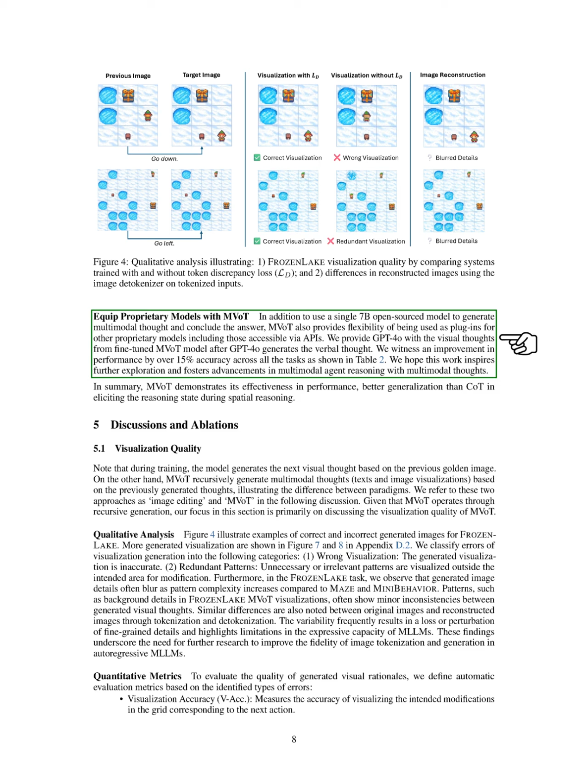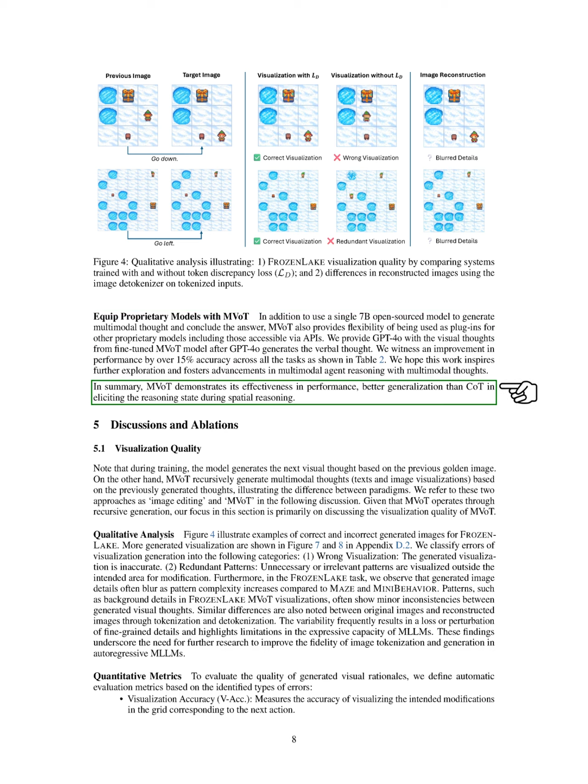Instead of relying solely on a single 7 billion parameter open-source model to generate multimodal thoughts and answers, MVoT can also be used as a plugin for other proprietary models, including those available through APIs. We provide GPT-4o with visual thoughts generated by the fine-tuned MVoT model after it produces verbal thoughts. We observe an improvement of over 15% in accuracy across all tasks, as shown in our table. We hope this work encourages further exploration and advancements in multimodal reasoning with multimodal thoughts.